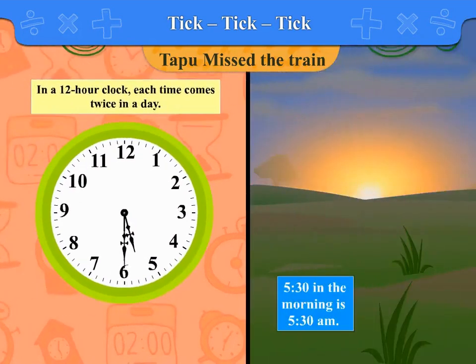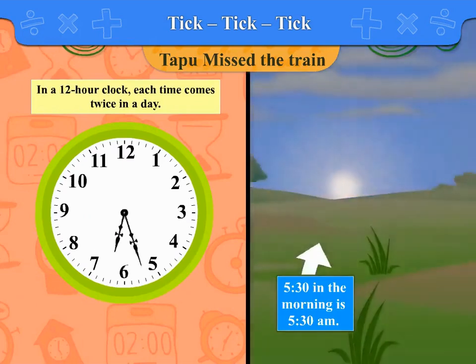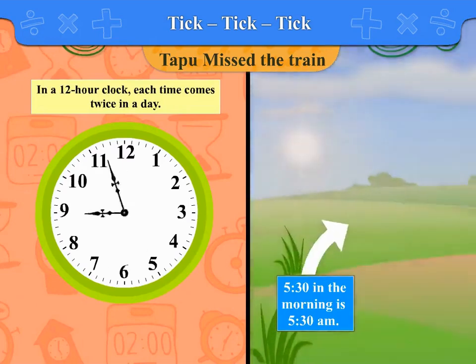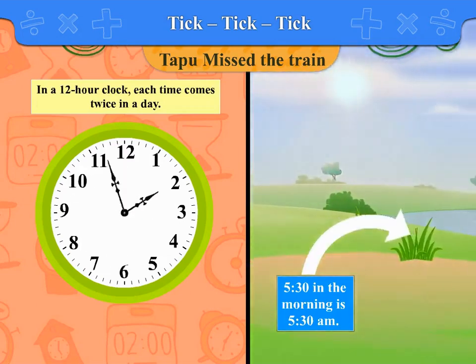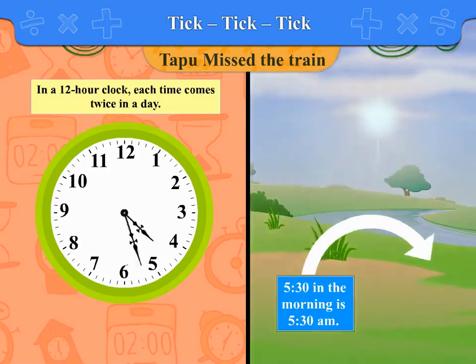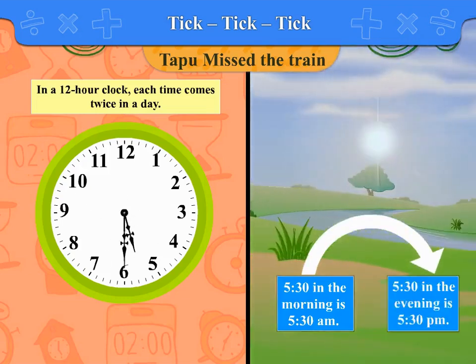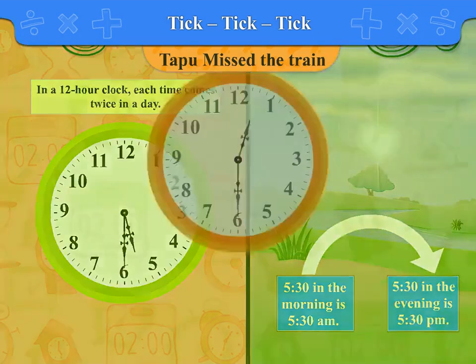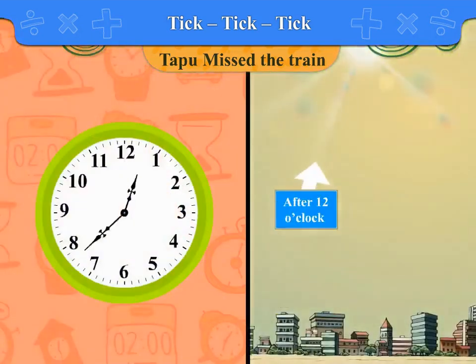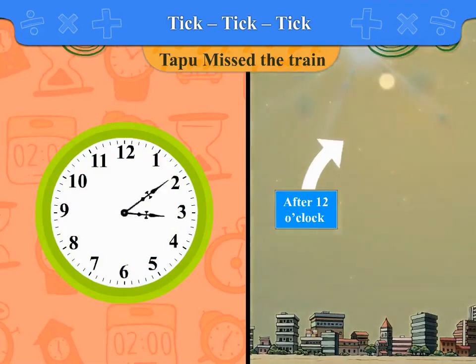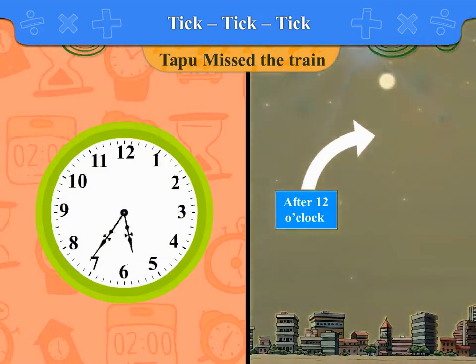So, 5:30 in the morning is 5:30 a.m. 5:30 in the evening is 5:30 p.m. What about 12:30 in the afternoon? That is 12:30 p.m. After 12 o'clock at noon, we use p.m. till midnight.